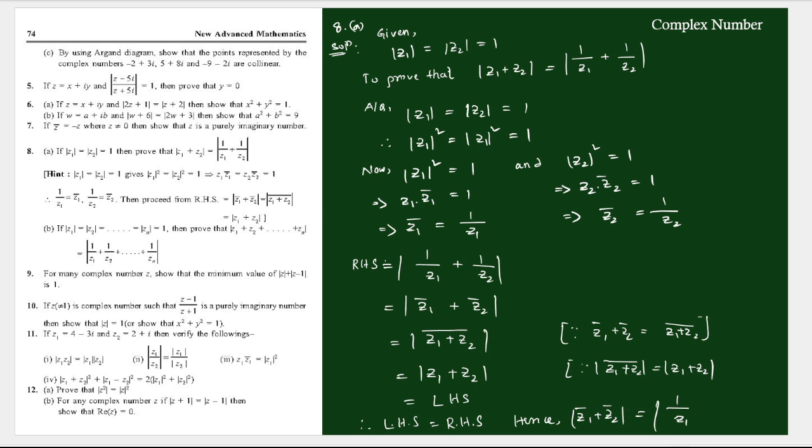In the question there is no conjugate. You make the correction, okay? In the hint there is a conjugate, so they forgot to put the conjugate mark. There will be a conjugate. Okay, this is your question number 8A.